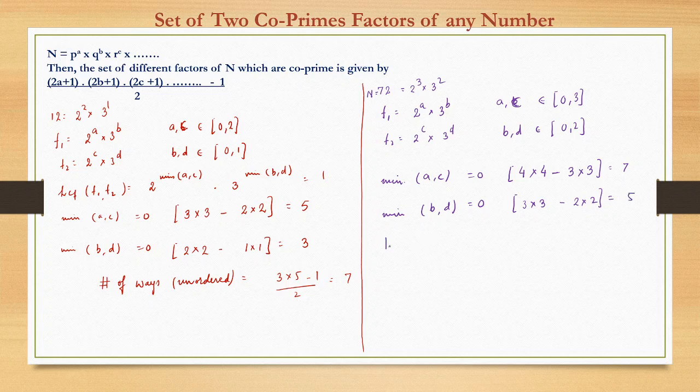So the number of unordered pairs is how much? 35 minus 1 by 2, which is 17. And the number of ordered pairs, just double, 34. Okay, so this we can get as 7 into 5 minus 1. So this way we can calculate and proceed with questions of this pattern.